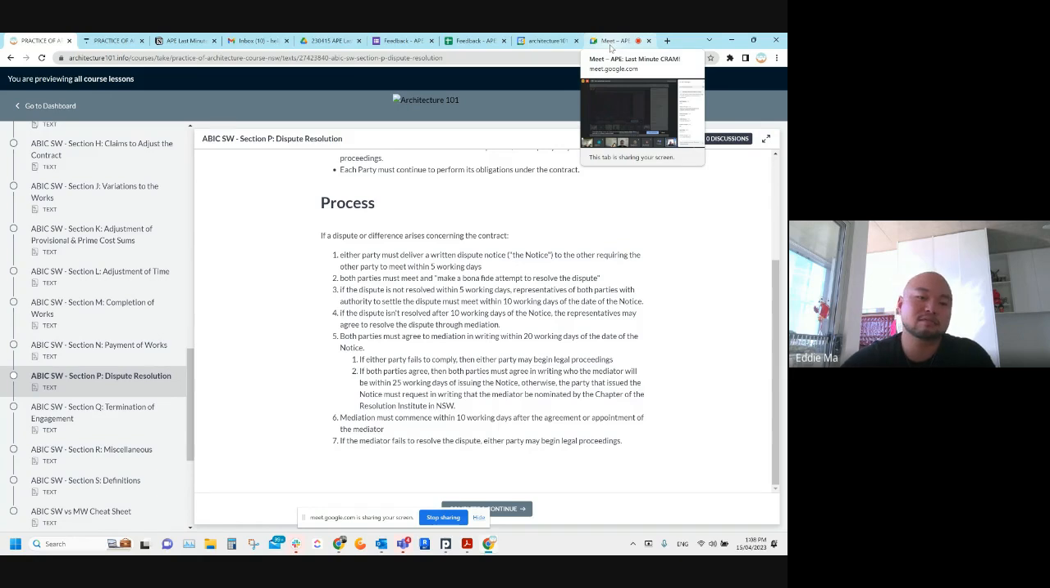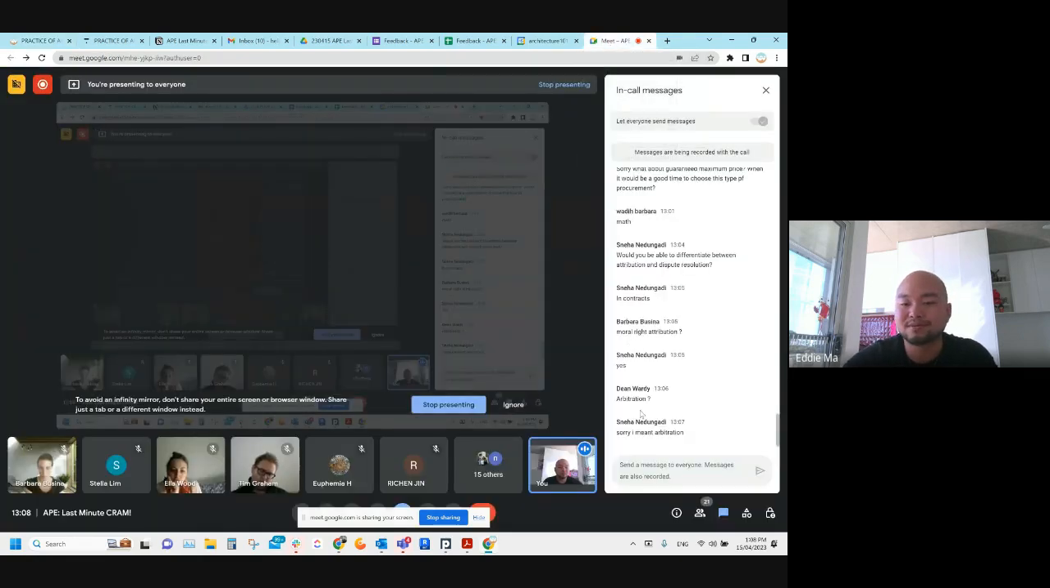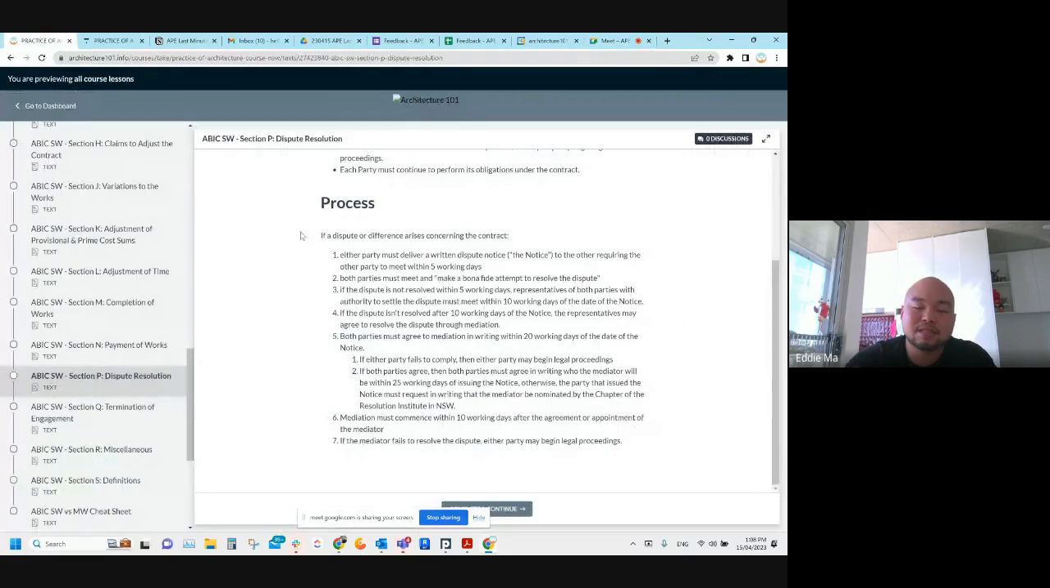So that's the process in the ABIC contract. Again, they can do whatever they want at that point. They can go straight to the lawyer if they think it's not going to work. But that's the process outlined that all parties should at least attempt to follow. Doesn't mean they're going to resolve things. They might sit down for 5 seconds and say, I'm not agreeing to anything, I'm not budging, and then you just move on.